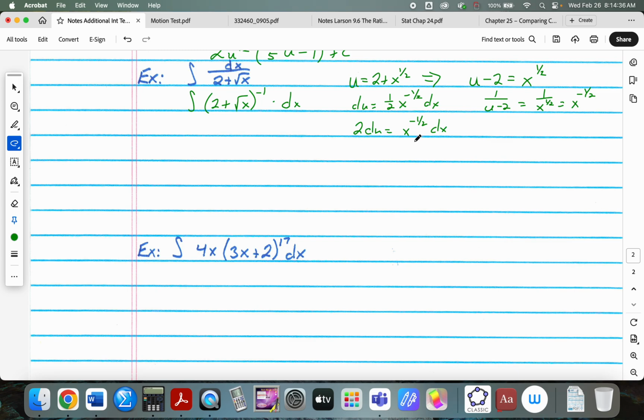So then that means that x to the negative 1/2 dx, I can replace the x to the negative 1/2 with 1 over u minus 2. So I'll have 2 du is equal to 1 over u minus 2 times dx. You're like, well, that's not what I have. Okay, multiply both sides by u minus 2. So the quantity 2u minus 4 du is equal to dx.